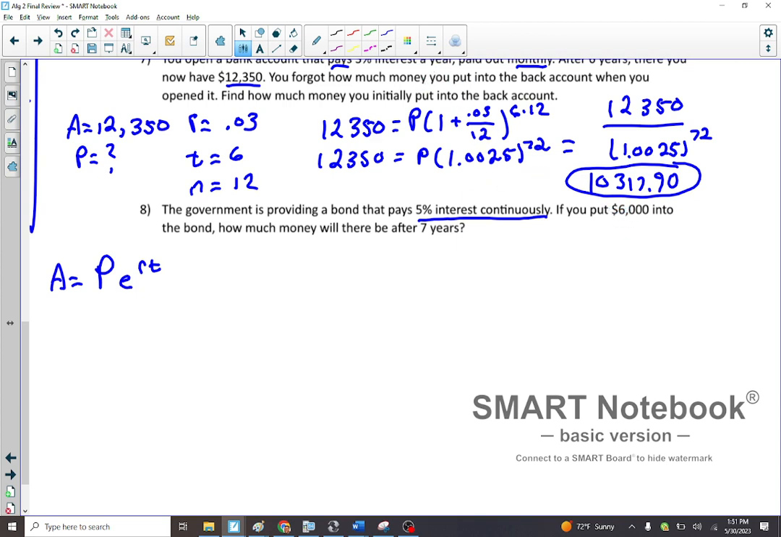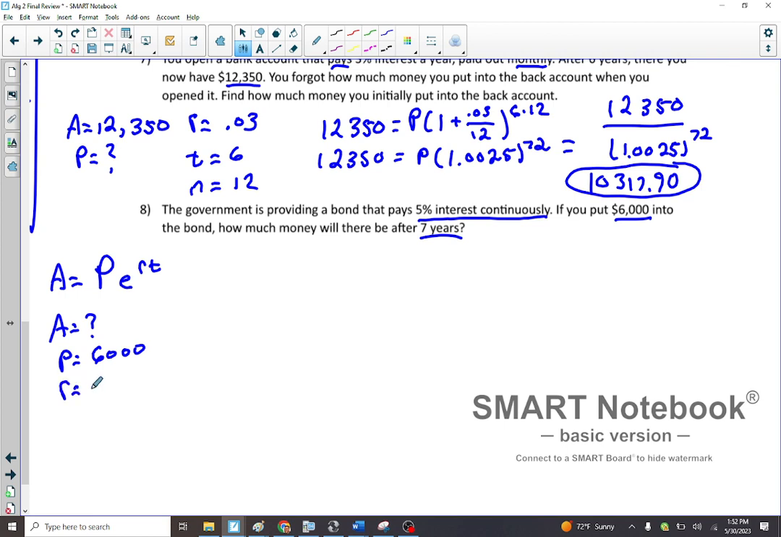So if you put $6,000 into the bond, how much will you have in 7 years? Luckily this one for us is much easier. A is going to be, we don't know. P is what I'm starting with. Since I'm putting in 6,000, I start with 6,000.